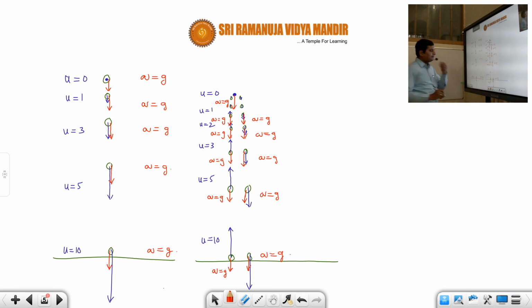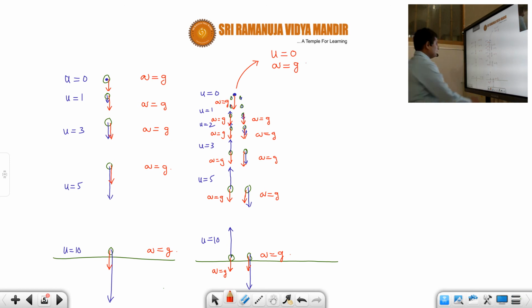So now you can clearly identify that if the direction of acceleration and velocity are in the same direction, its speed will increase, and if they are in opposite direction, its speed will decrease. Correct or not, students? Okay. So as it is going upwards, its speed will decrease. At the highest point, you please remember, students, speed is 0 momentarily, but acceleration is not 0, rather acceleration is g.